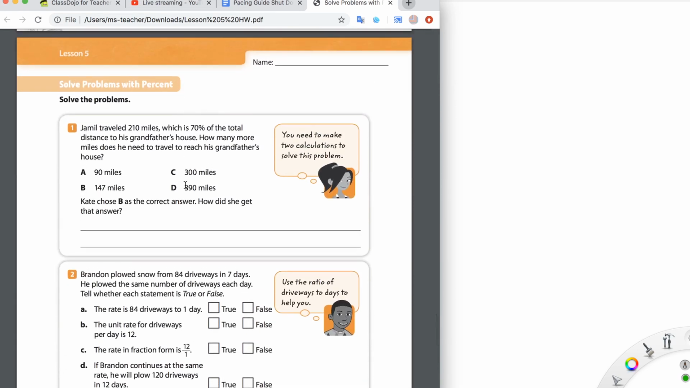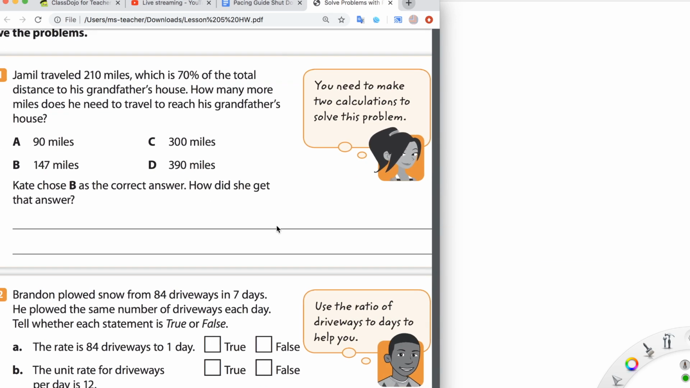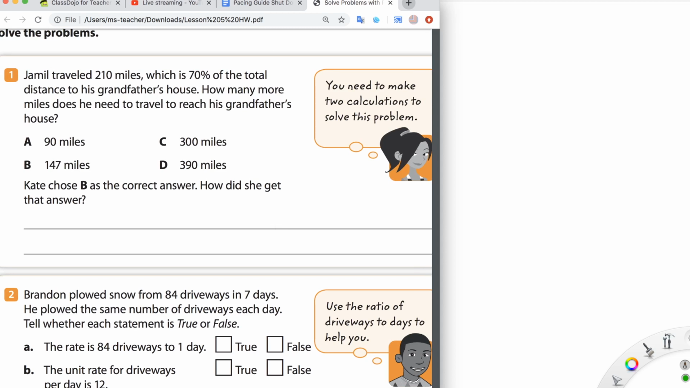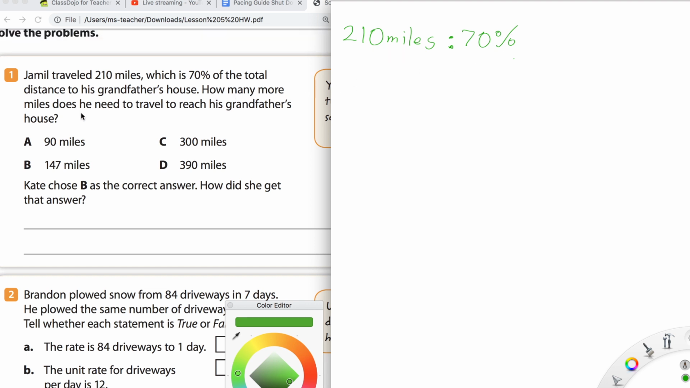So let's go ahead and start with page 47, problem number 1. Now this one says Jamil traveled 210 miles. So let's write that real quick. 210 miles, which is 70% of the total distance to his grandfather's house. How many more miles does he need to travel to reach his grandfather's house?